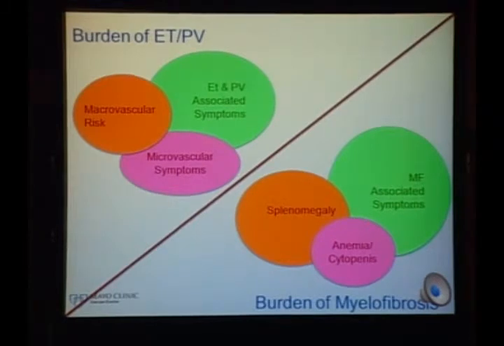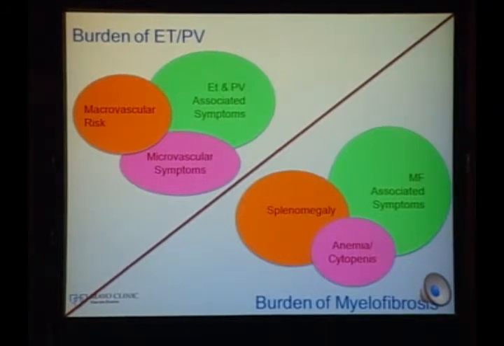Now, when we compare the spectrum of burden between earlier MPNs and later MPNs, in earlier MPNs, we have risk to the large blood vessels, the veins, the arteries of the heart and neck and brain. We have microvascular symptoms, problems with concentration, sometimes issues of sexual function, issues of the skin. And we have symptoms. Can be itching, can be fatigue, can be headaches, or difficulties concentrating with high counts.